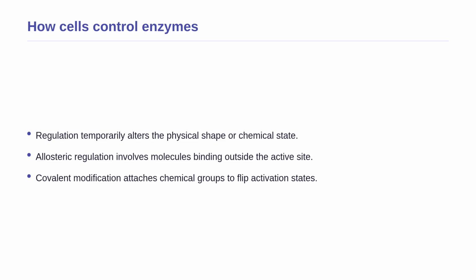Now that we understand why regulation is needed, let us look at how the cell actually does it. The cell does not destroy the enzyme. Instead, it temporarily alters its shape or chemical state. One primary method is allosteric regulation, where specific molecules bind to a site other than the active site, causing a shape change that boosts or reduces activity. Another method is covalent modification, which involves attaching a chemical group, like a phosphate, directly to the enzyme to flip it into an active or inactive state.